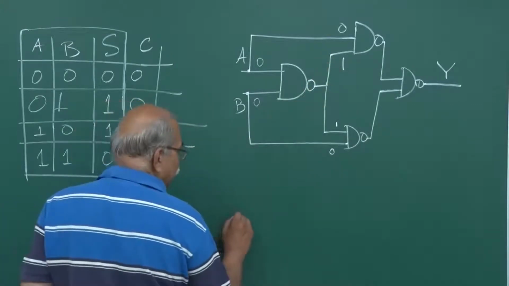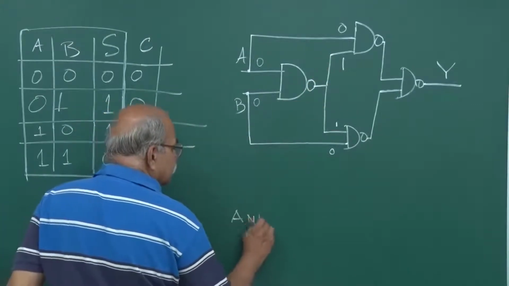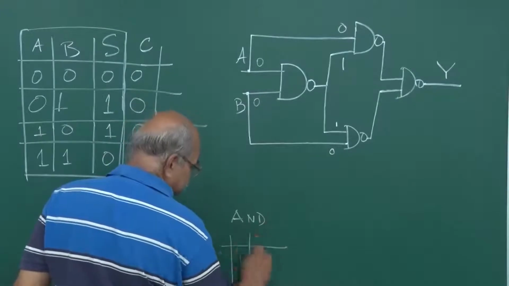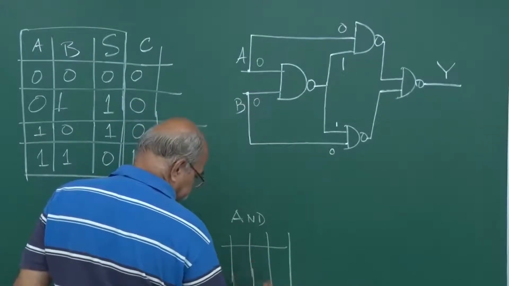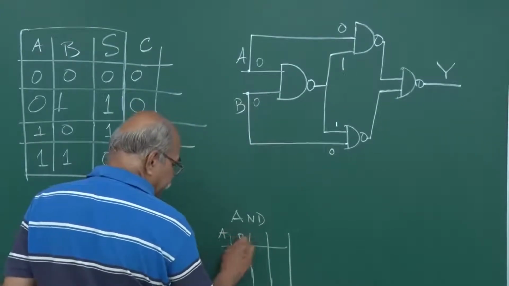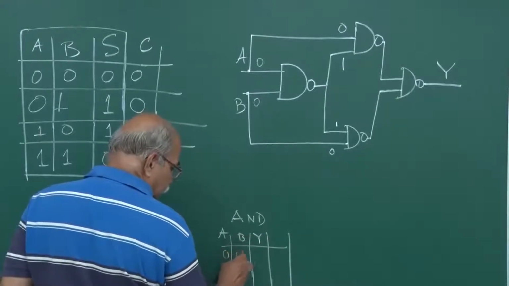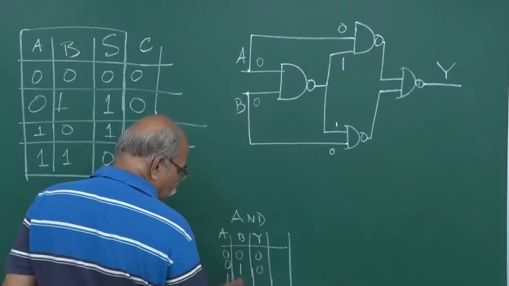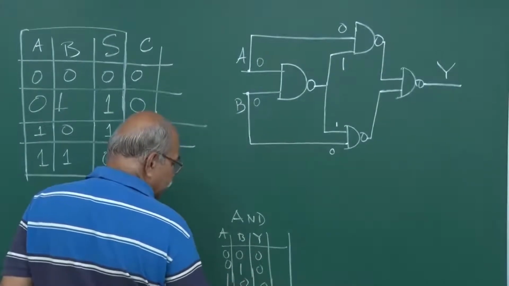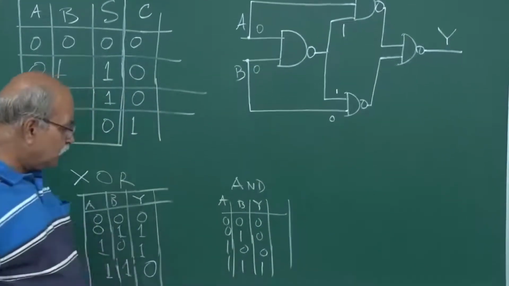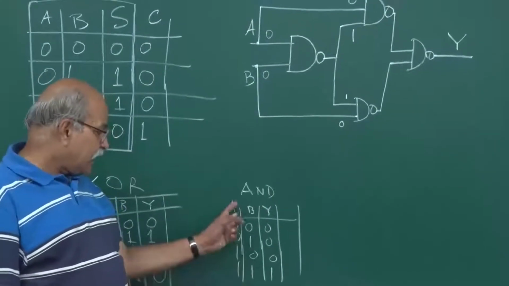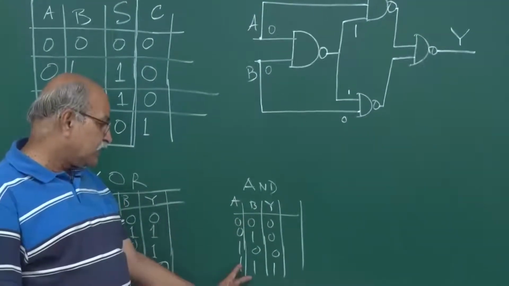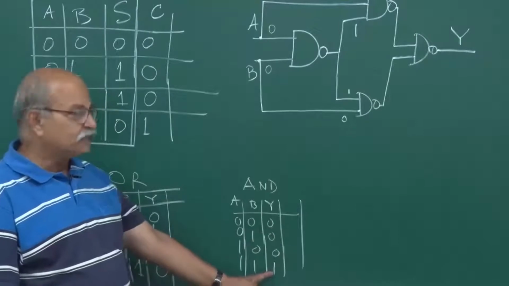As a ready reference, if you want I can write the truth table. A, B, Y. 0 0 gives me 0, 0 1 gives me 0, 1 0 gives me 0, 1 1 gives me 1. This is AND. Only if both of them, A and B, are high, then only the output is high.